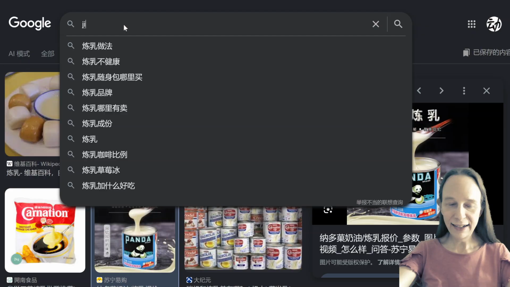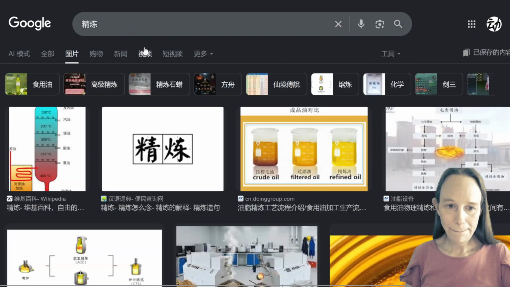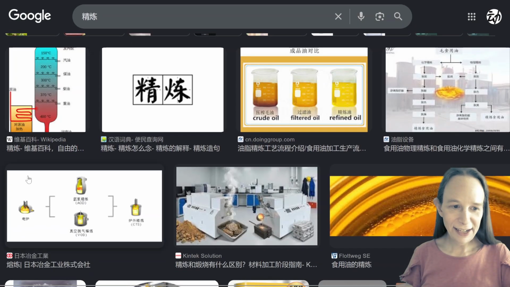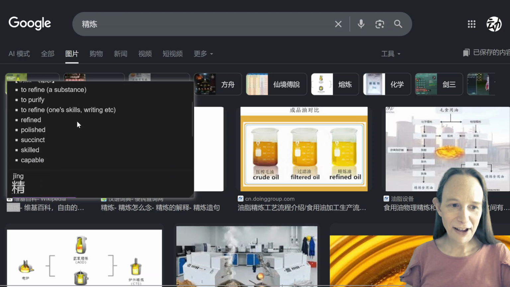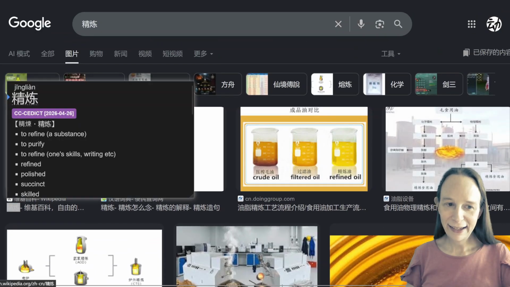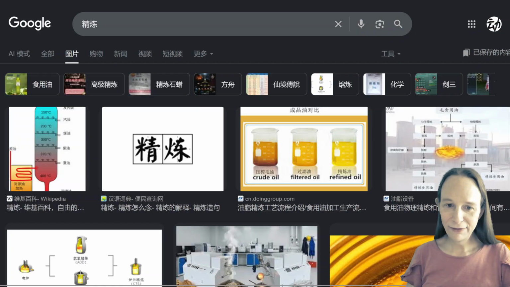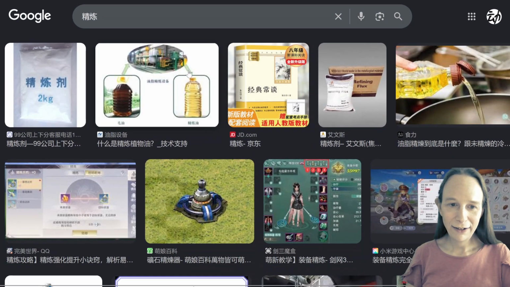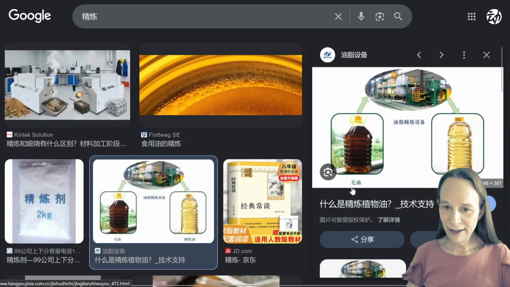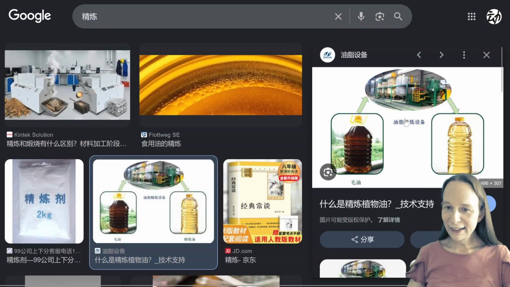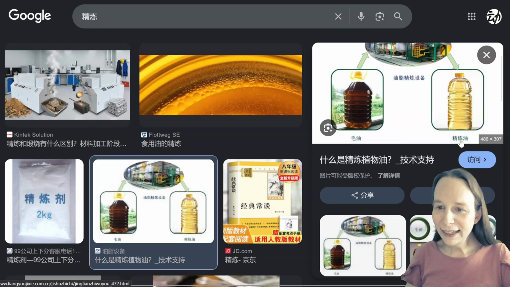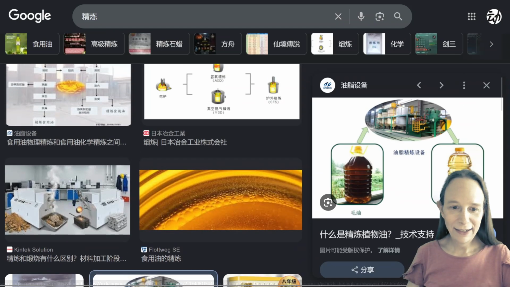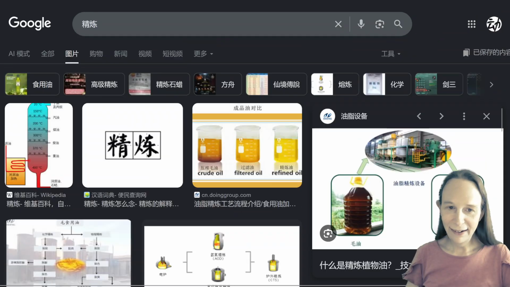Okay. 精炼. Is this fractional distillation or something? Refine purity, refine. I don't know. Oh, 精炼. Maybe it's refined as an adjective. Refined oil, refined goods. Okay. 毛油. So 毛油 is the oil you get that's yet to be purified, and 精炼油. So this is refined in some way. All right.